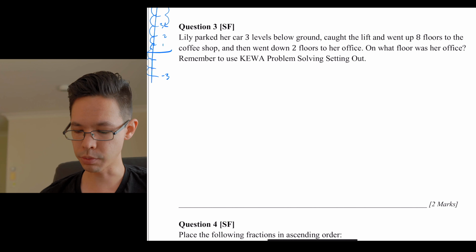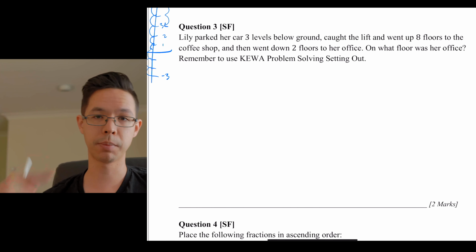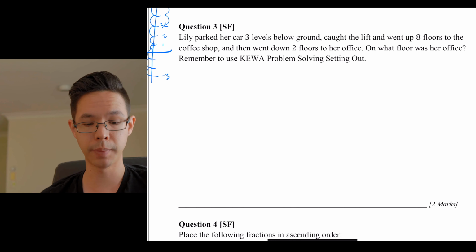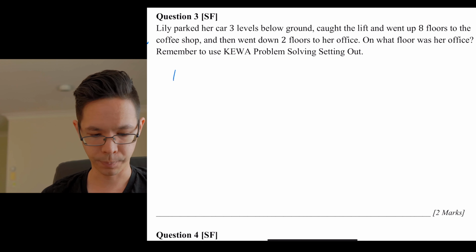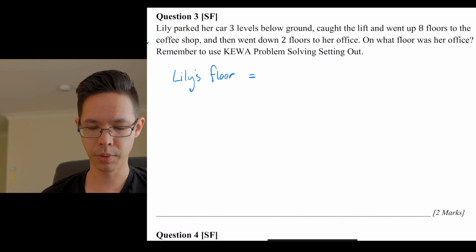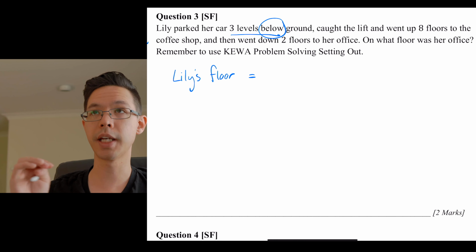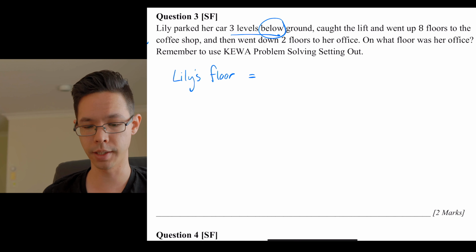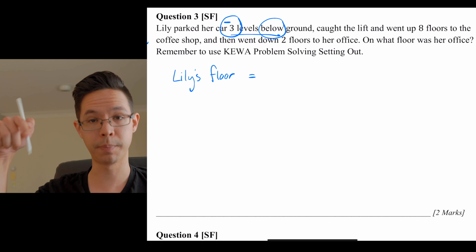We know the answer is 3. Let's just try and show it using Kiwa format. I'm going to assume you've seen my previous example, so you know exactly what Kiwa format looks like. I'm not going to go over that again. So keywords. Lily floor is equal to, so she started 3 levels below. So we're going up and down. We can show up and down by using positive and negative signs on the numbers. So this is going to be -3 to show that's below ground.